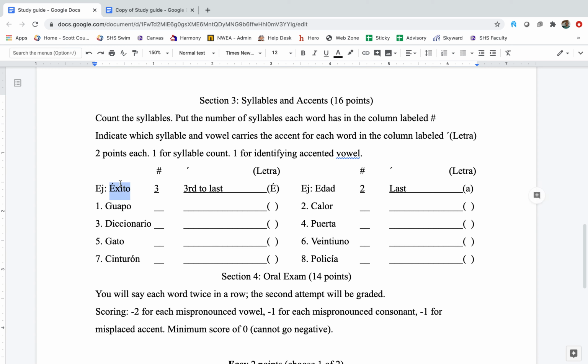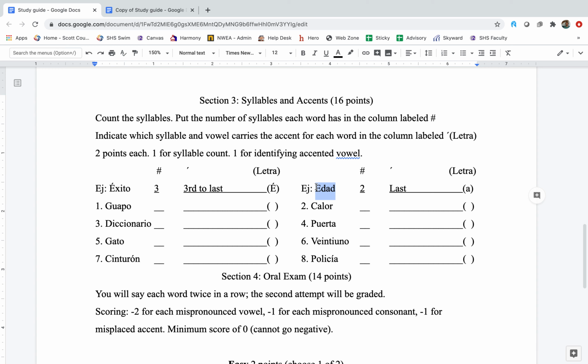Same thing with this example here. We count syllables, 3 isolated vowels, so 3 syllables. And the accent is on the third to last syllable. How do I know? There's an accent mark. So the ones with accent marks are super easy because they are basically an arrow pointing, hey, this is where the accent is. And one more example here.